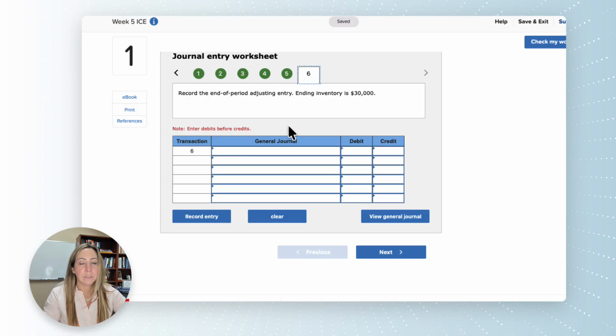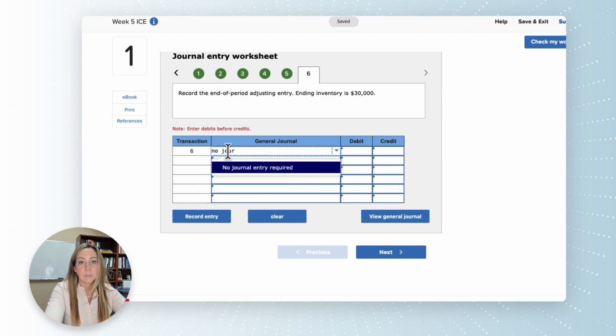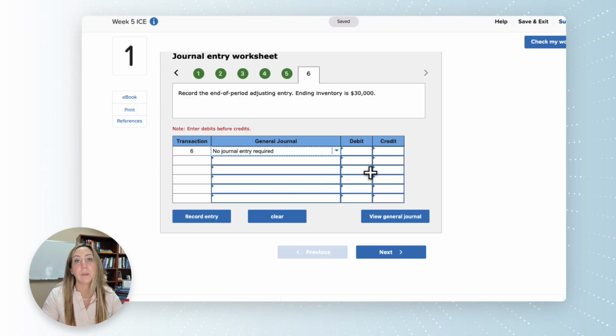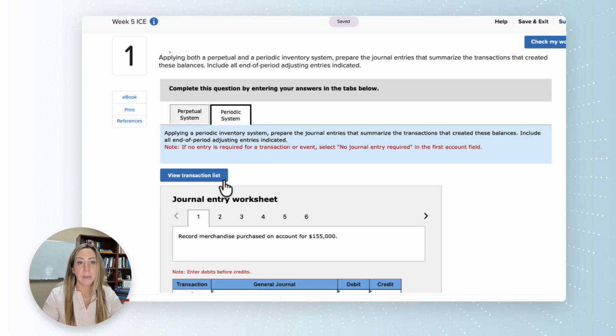The final journal entry is to record the end of period adjusting entry, and we do not have any journal entry required here because, again, we are using a perpetual system. So when we recorded that sale, we automatically updated our inventory for the transaction. Now let's look at what it would be in a periodic system.